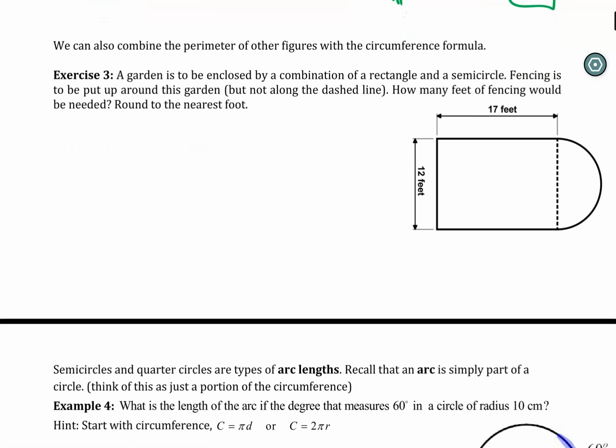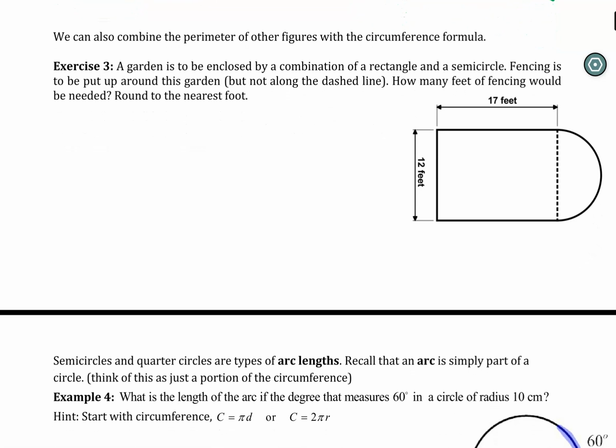All right, next one. You're given this diagram, which is a garden enclosed by a rectangle and a semicircle. They want to put a fence up around the outside edge, not across the dashed line, aka the perimeter of the figure. So how many feet of fencing would be needed? We've got to add up all the sides. We've got to get this plus this, which would be the rectangular part.